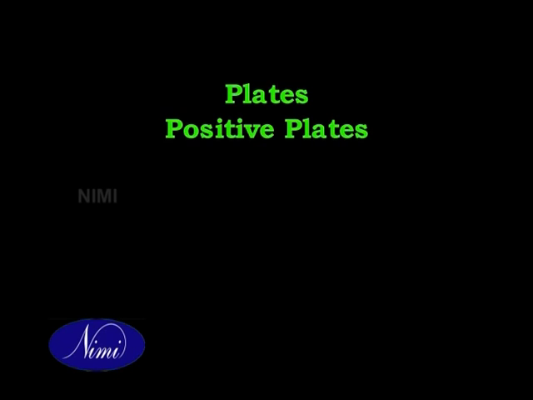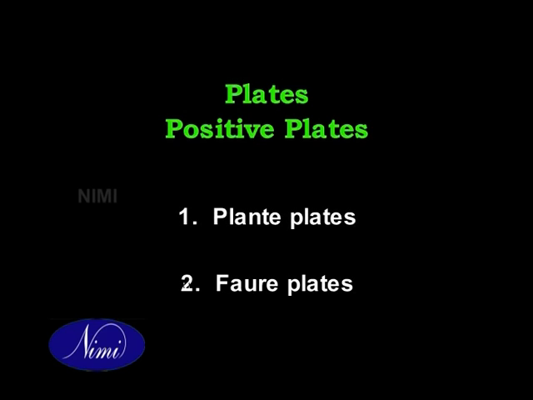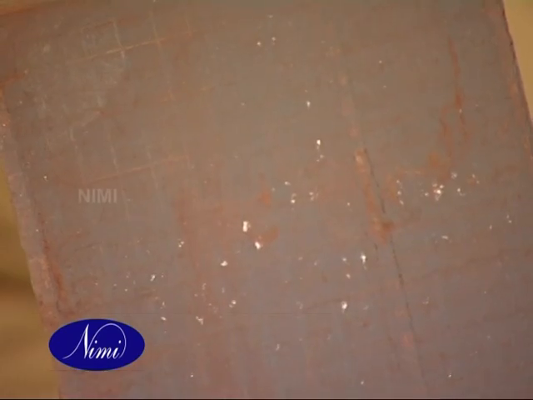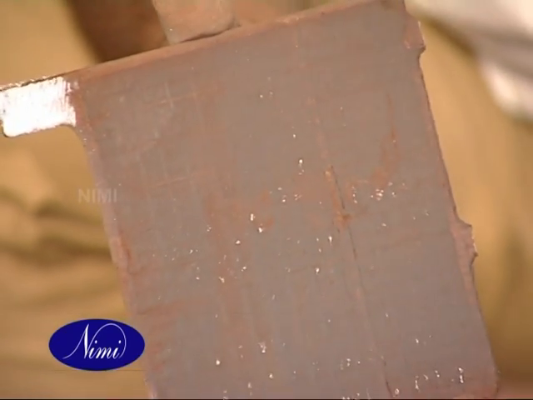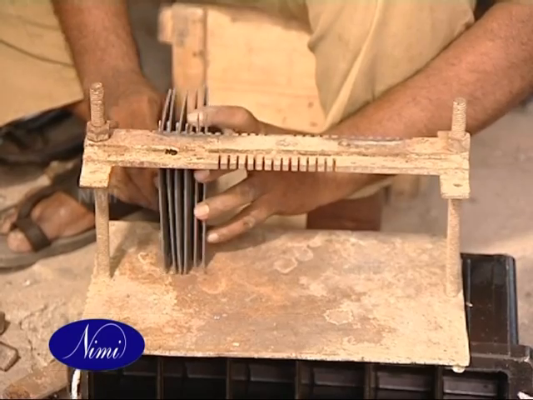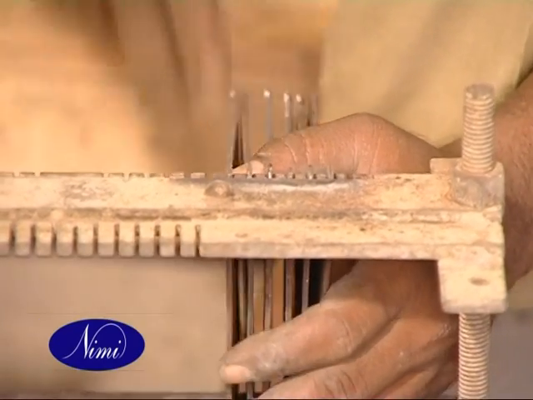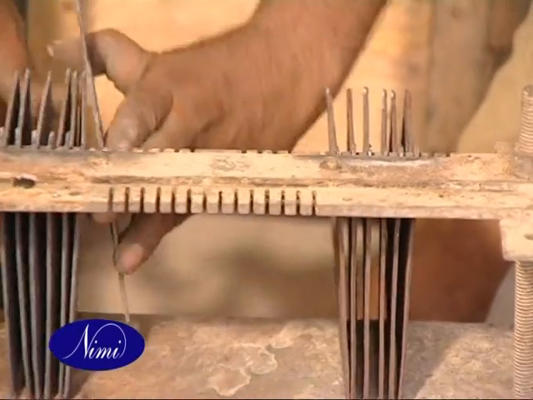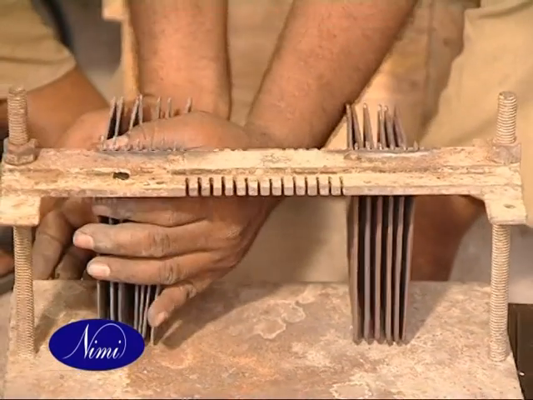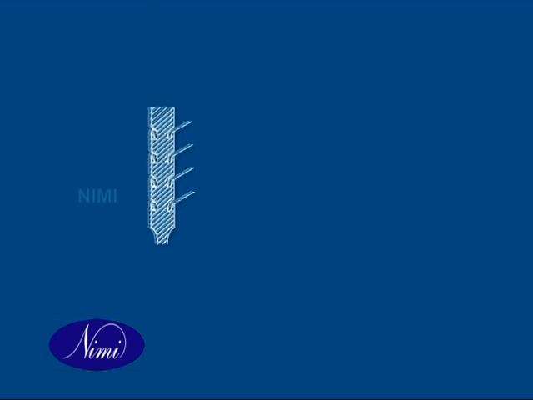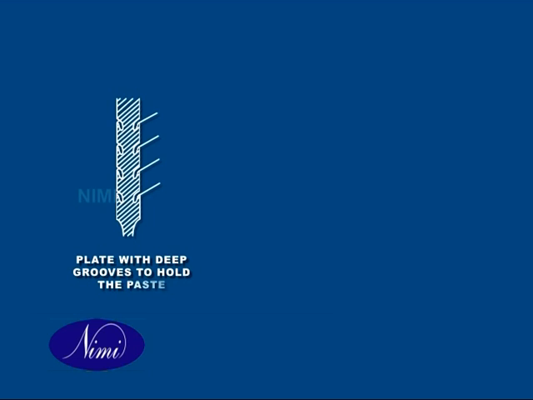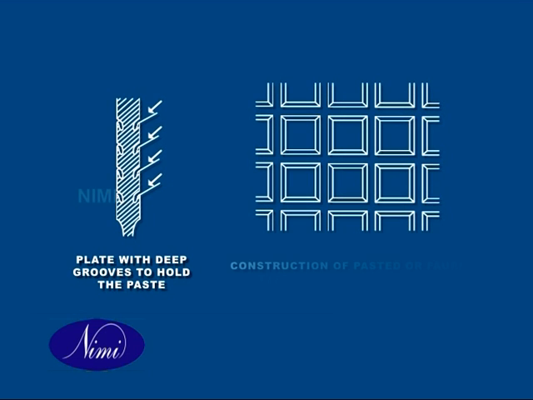Plates. Positive plates are of two types, Planté plates or Faure plates. Planté plates. These are prepared by the process of repeated charging and discharging. They are made of pure lead at the beginning, which changes to lead peroxide after the charge. Faure plates. Pasted or Faure plates are made of a rectangular lead grid into which the active material, lead peroxide, is filled in the form of a paste, as shown in the figure.